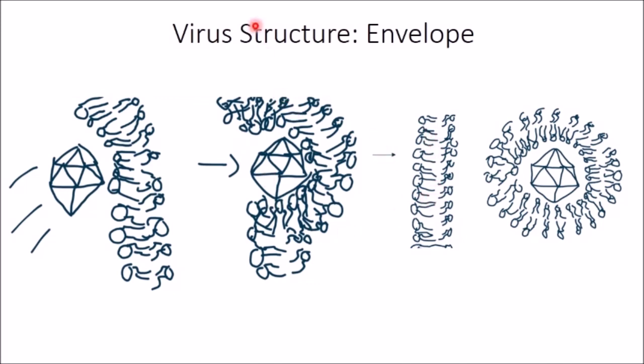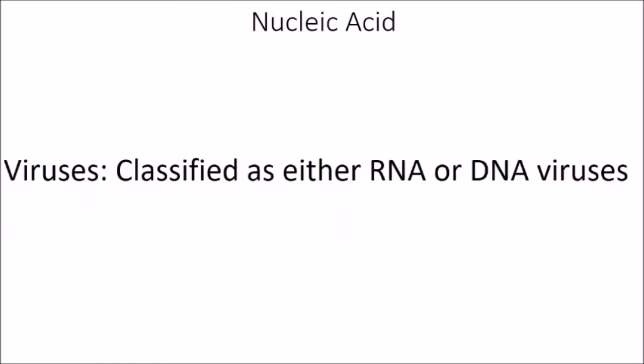So that's envelope formation. Again, you have this protein capsid that is surrounding the genetic material within it. And then some viruses have this phospholipid bilayer envelope. Viruses that don't have this envelope are sometimes called naked or non-enveloped viruses, whereas the viruses that do have it are called enveloped viruses. Viruses are classified as either RNA or DNA viruses, generally speaking.